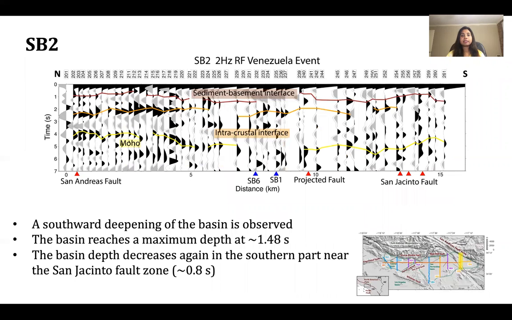Another seismic line in the San Andreas and San Jacinto fault region is SB2. It is a north-south trending line. A southward deepening of the basin is observed from the north towards the central part of the line. The basin reaches a maximum depth at 1.48 seconds near station 226. The basin depth decreases again in the southern part near the San Jacinto fault zone. A shallow basin at 0.6 seconds is observed near the projected Loma Linda fault at 9.7 kilometer in the profile.